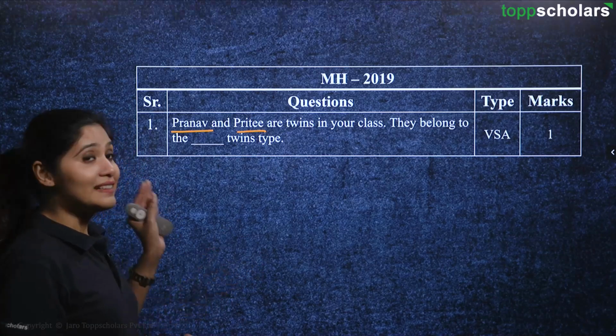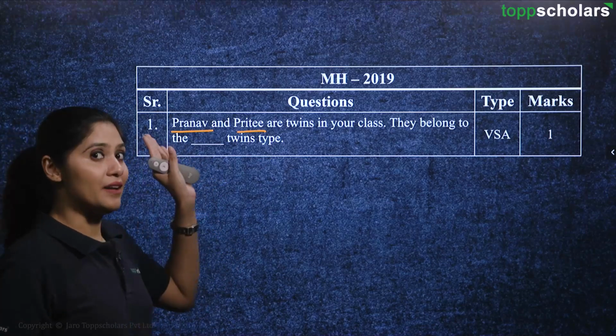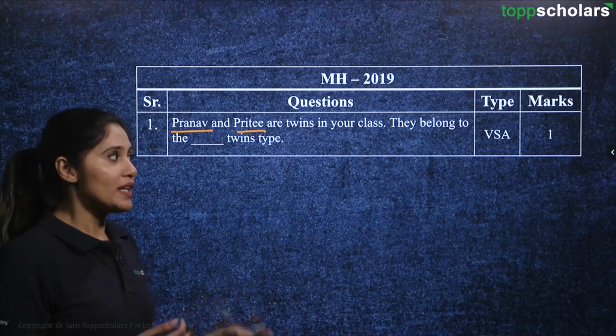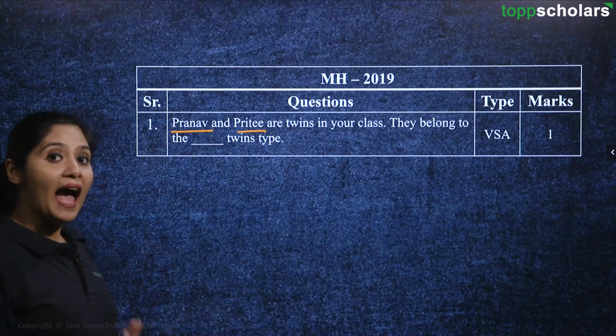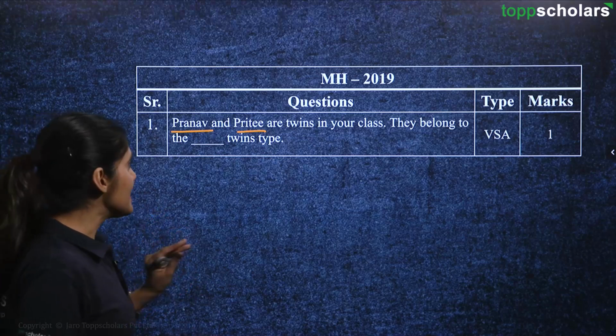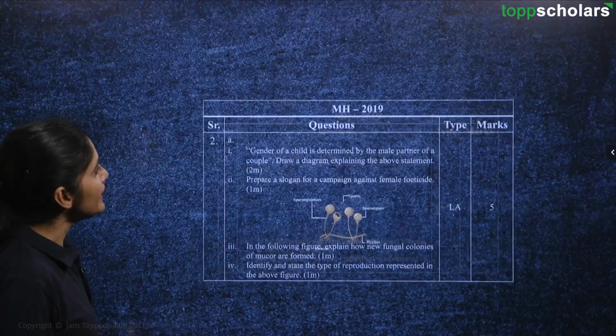They are dizygotic twins. Why? Because there is one Pranav and one Preeti, one of male gender and one of female gender. So isn't that what happens in dizygotic twins? They have different genders, right? So the answer to this question is dizygotic twins. Now let's move on to the next question.